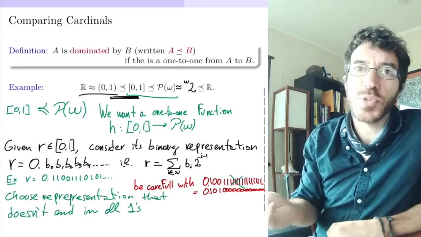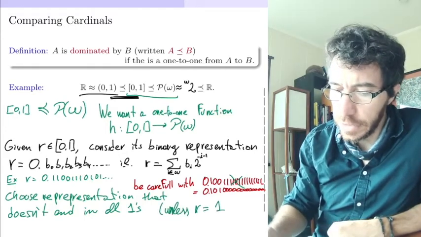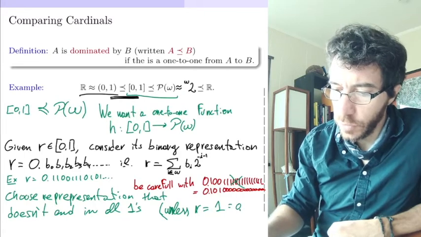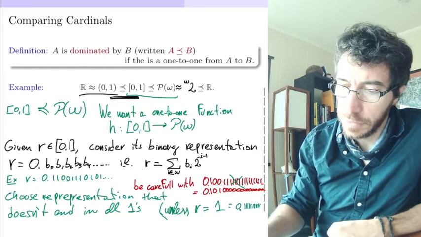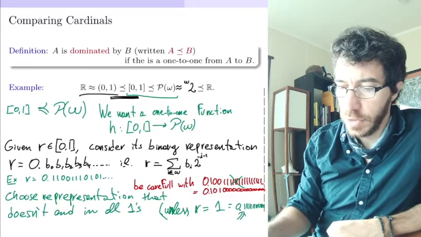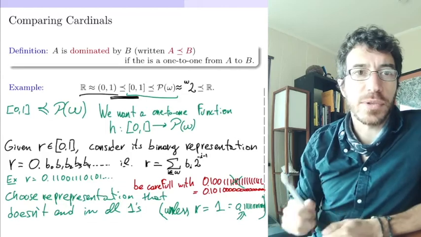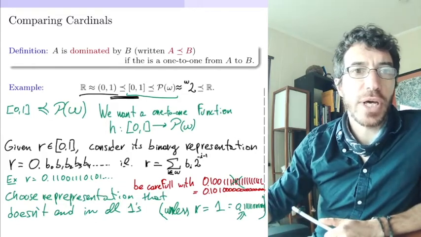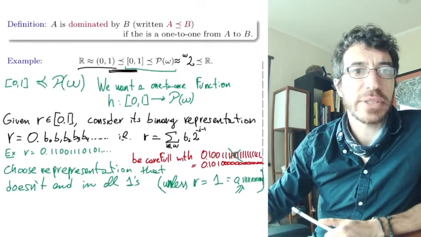Well, unless you choose 1. So unless r equals 1, in this case we choose 0.11111111111. That's the one we choose. We choose this one only for the case of r equals 1. Okay, so you do that. So now every number has a binary representation.